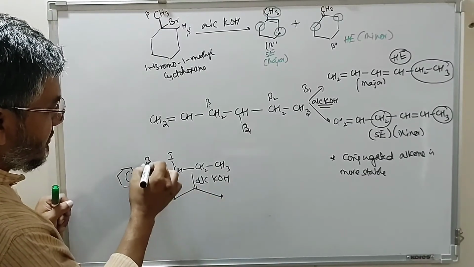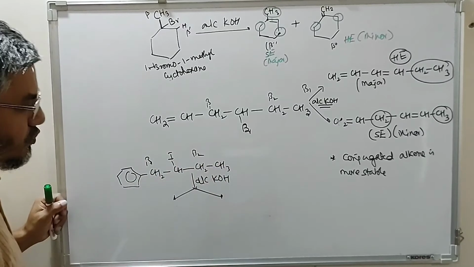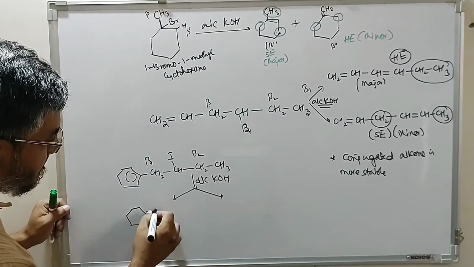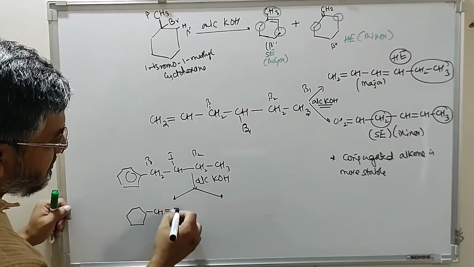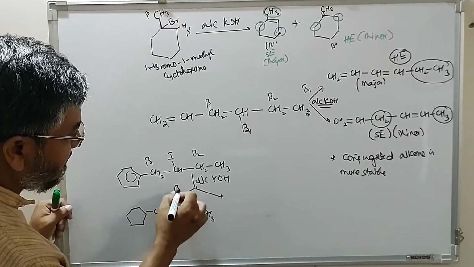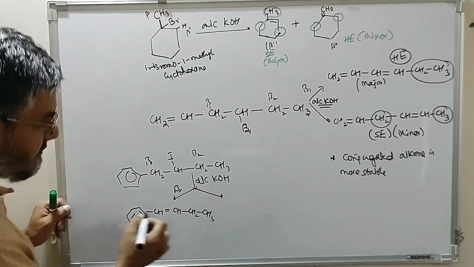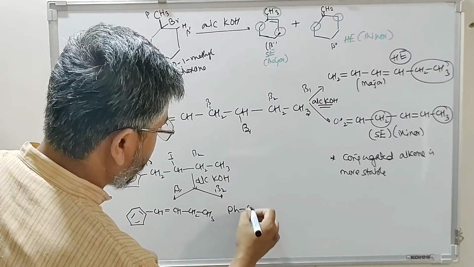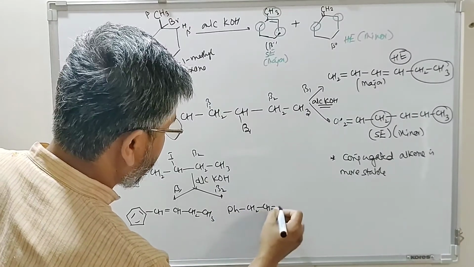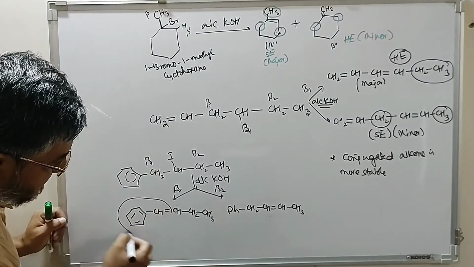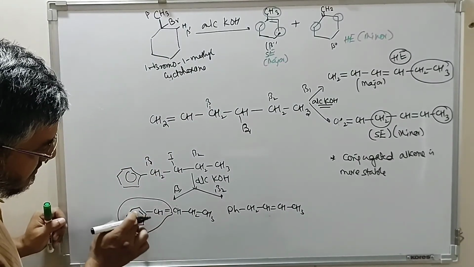So look at this, this is beta 1, this is beta 2. Again, two products should be formed. Via beta 1 we have a double bond, CH, CH2, CH3. Via beta 2 we have CH2, CH double bond CH, CH3. Now look at this, there is an extended conjugation: double, single, double, single, double, single.